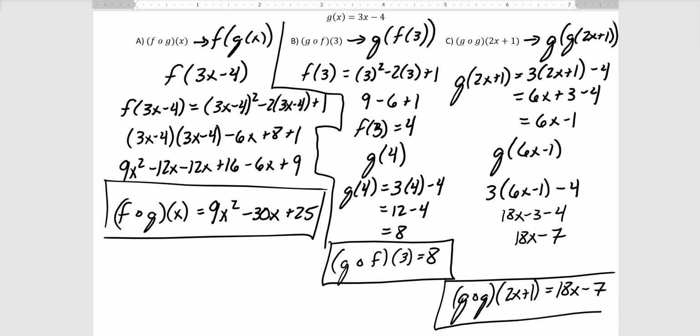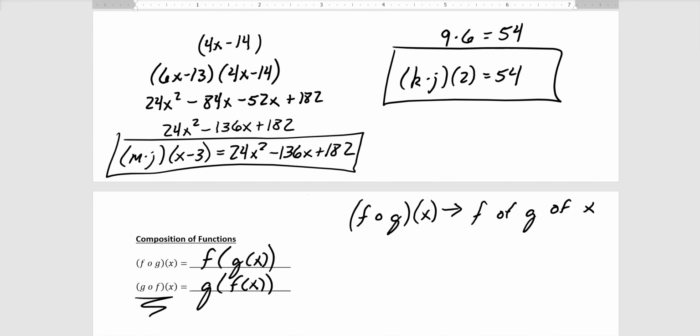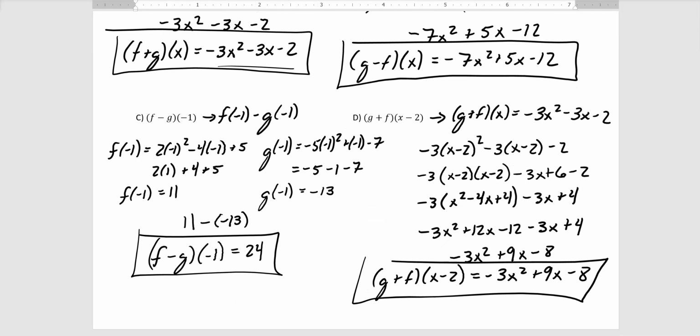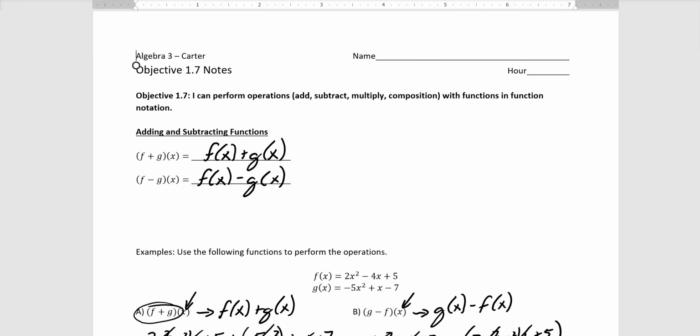All right, hopefully we're feeling pretty confident about adding, subtracting, multiplying, and composing functions. If you're feeling good about it, go ahead and look at those practice problems, get to work. If not, and you want to do some more, go ahead and check out the sample problems video, and we can get some more experience together.